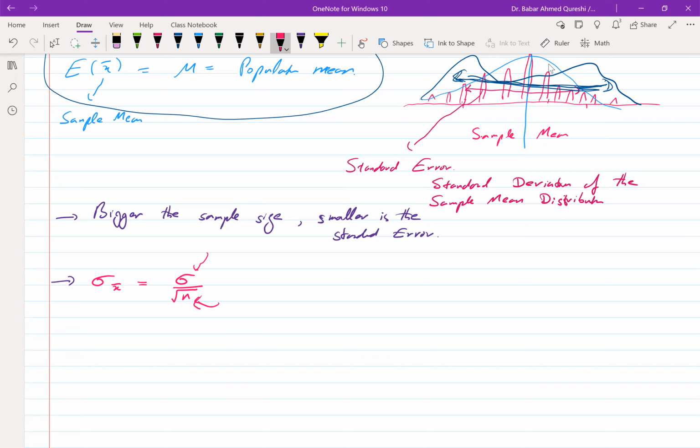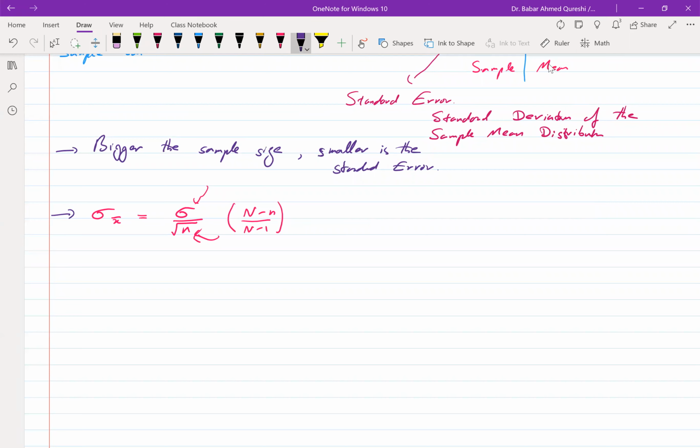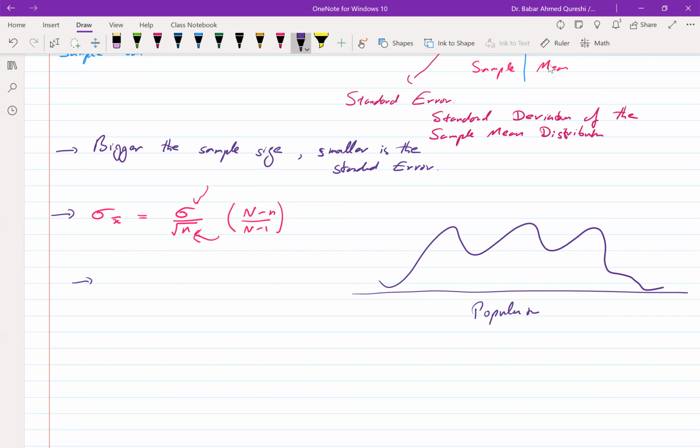And if your population distribution itself is spread out, then obviously you expect that your sample mean will also have a bigger distribution. And you can correct it for finite sizes through this formula. So it's all very intuitive. For the population, you have some density, some distribution.